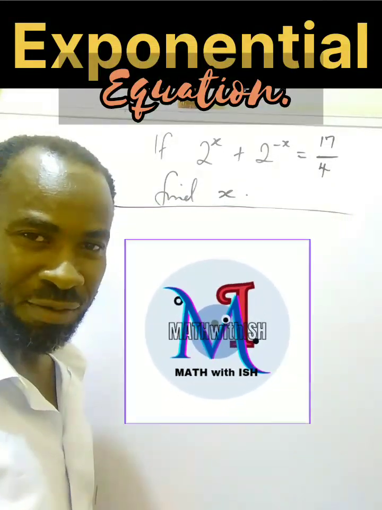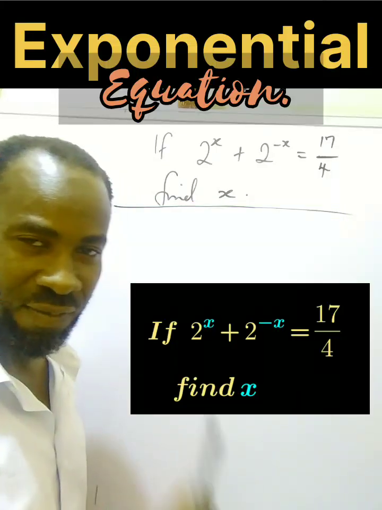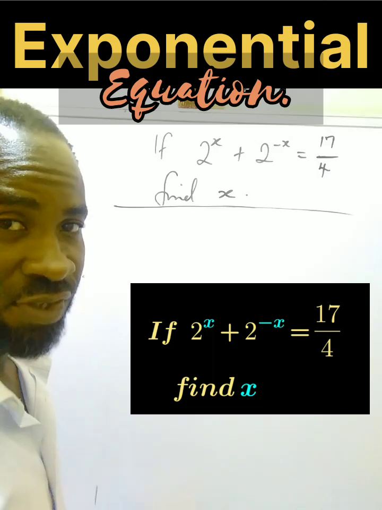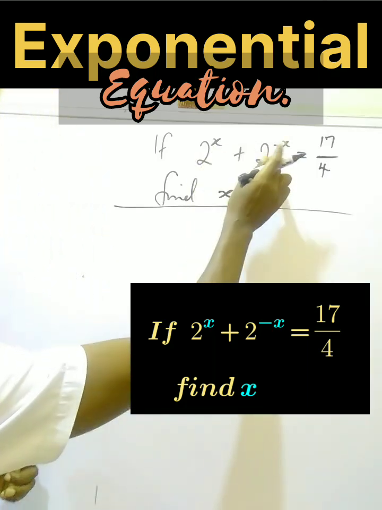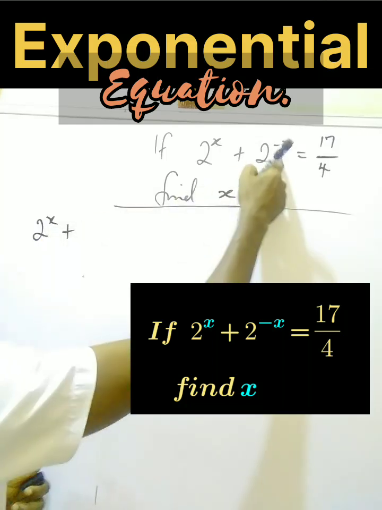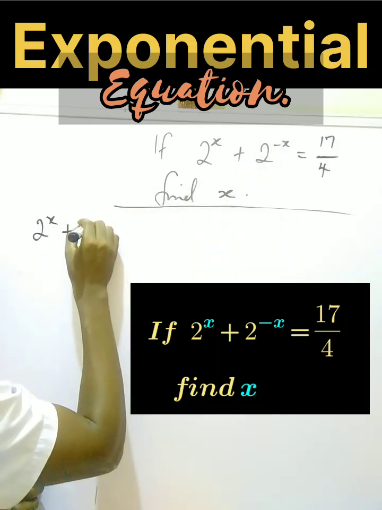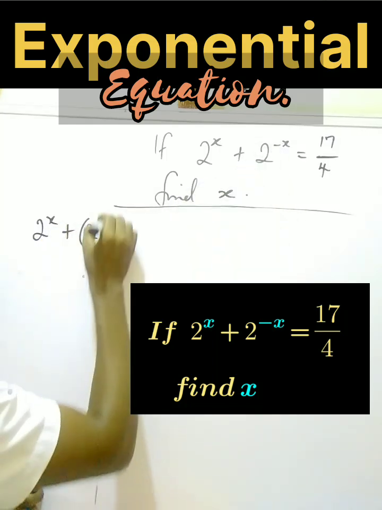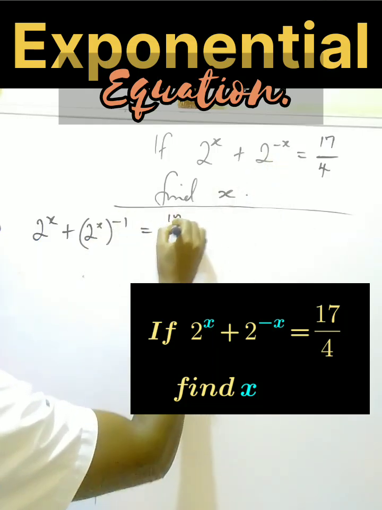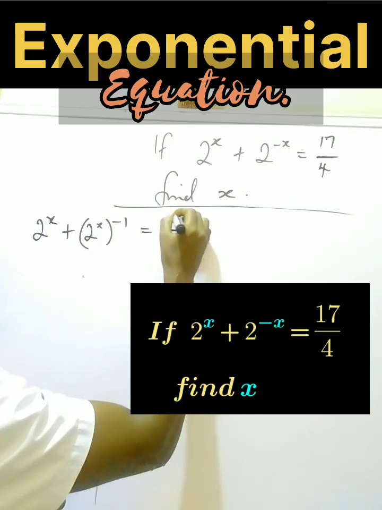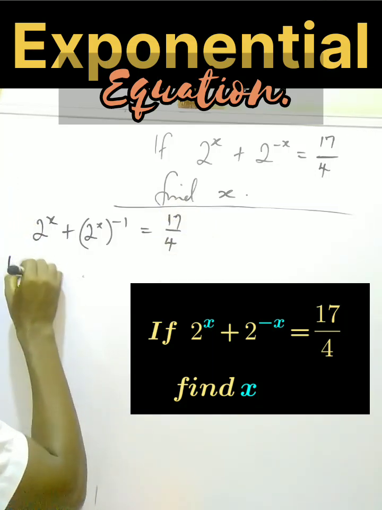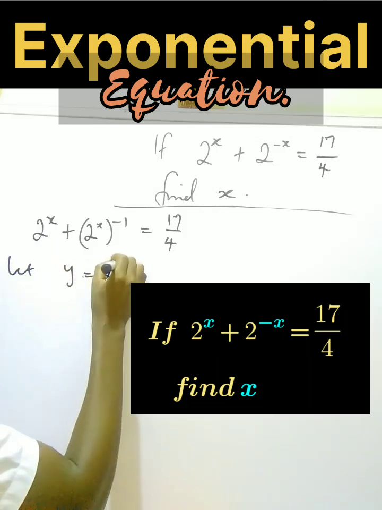Now let's see how to find the value of x in this exponential equation. The first thing I'm going to do is write this like this. I can write this as 2 to the power of x plus 2 to the power of x into minus 1, all over 17 over 4. Next, I'm going to say let y be equal to 2 to the power of x.